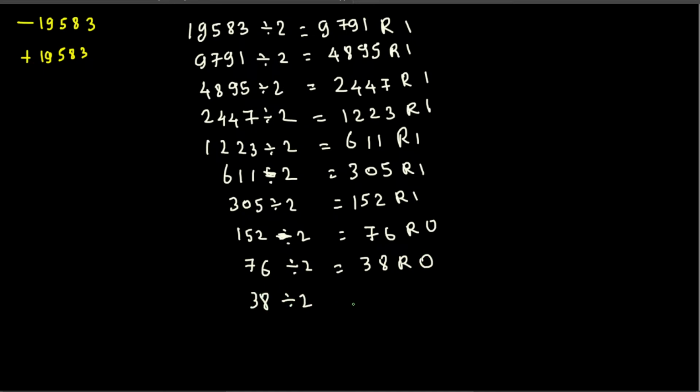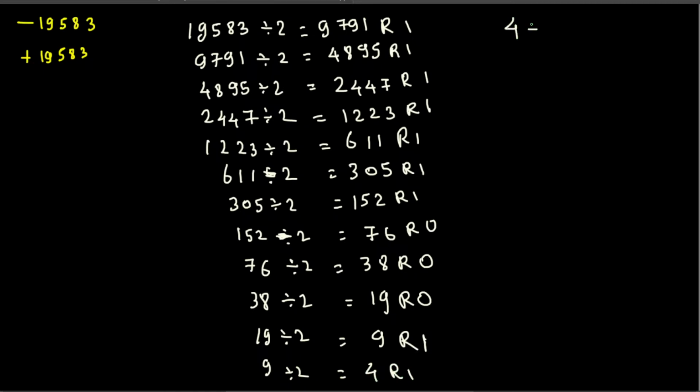38 divided by 2, that gives us 19, and the remainder is 0. 19 divided by 2, that gives us 9, and the remainder is 1. And then 9 divided by 2, that gives us 4, and the remainder is 1. And then 4 divided by 2, that gives us 2, and the remainder is 0. 2 divided by 2, that gives us 1, and the remainder is 0. 1 divided by 2, that gives us 0, and the remainder is 1.